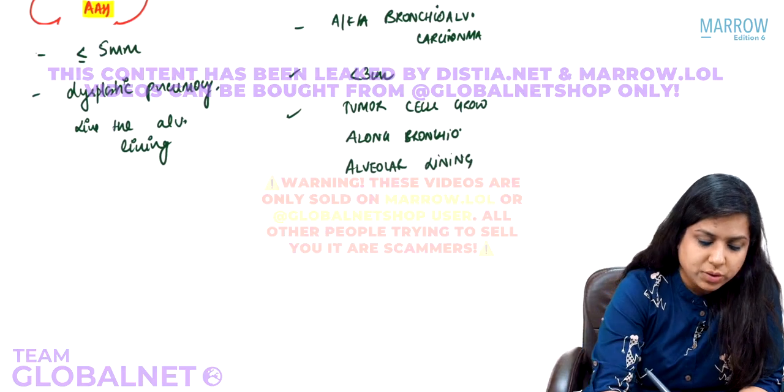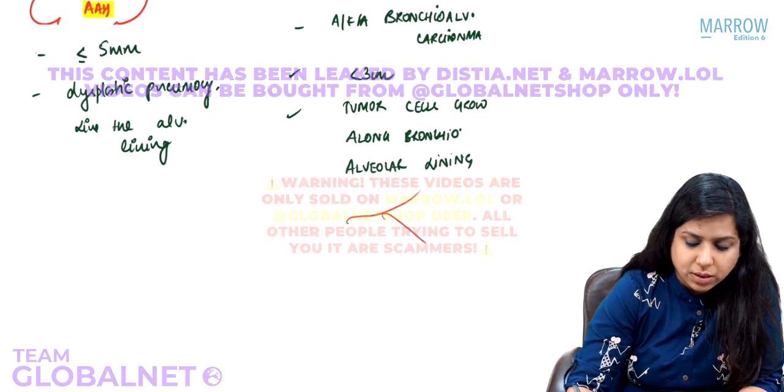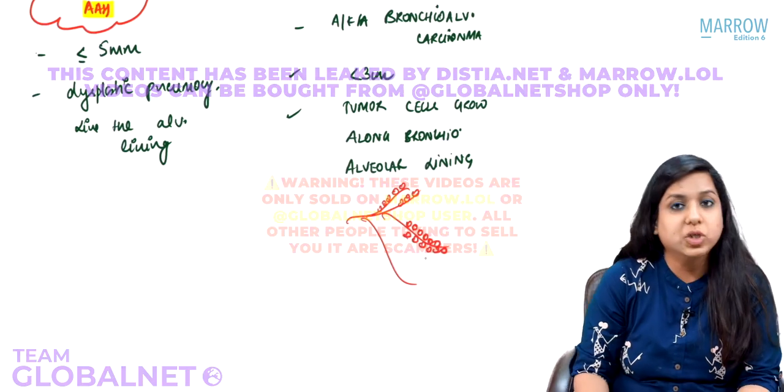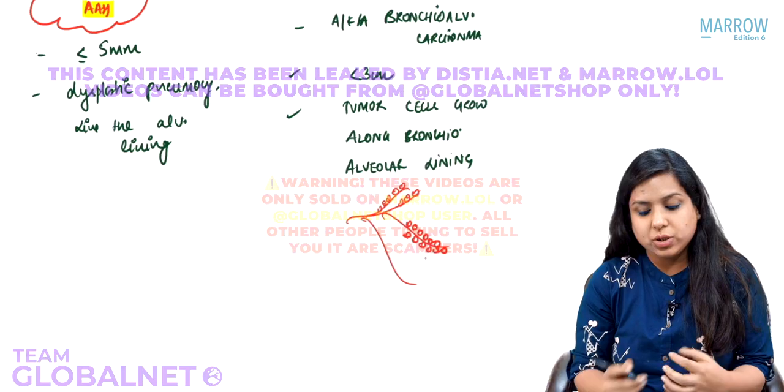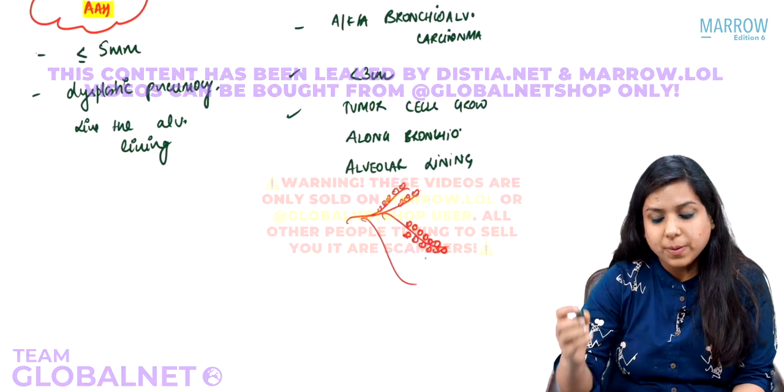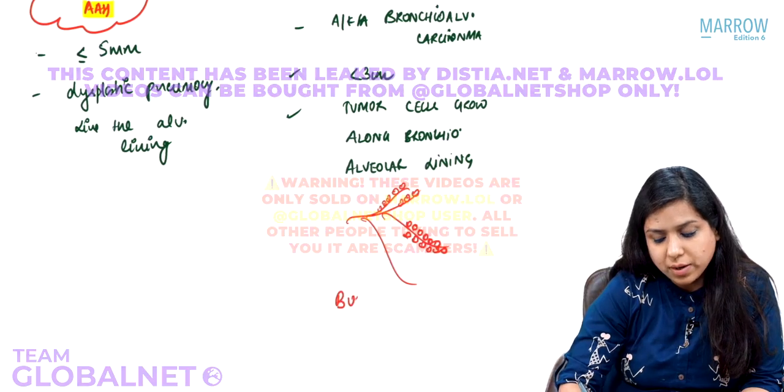So suppose, students, this is the bronchoalveolar lining. My tumor cells are growing like this, right? When the tumor cells grow like this, what does it look like? You know, pathology is all about imagination. Does it look like butterflies are sitting on a fence, right? That is why this pattern is called butterflies on a fence.